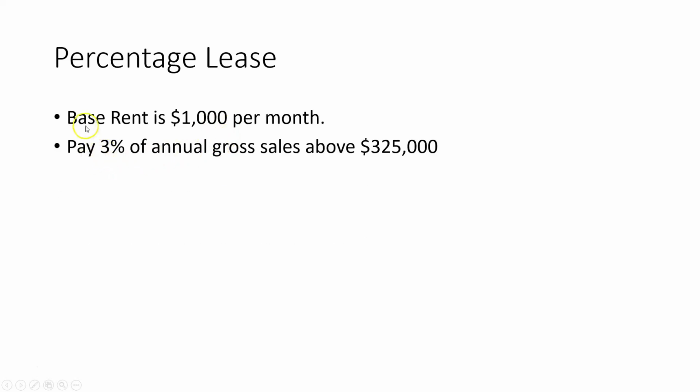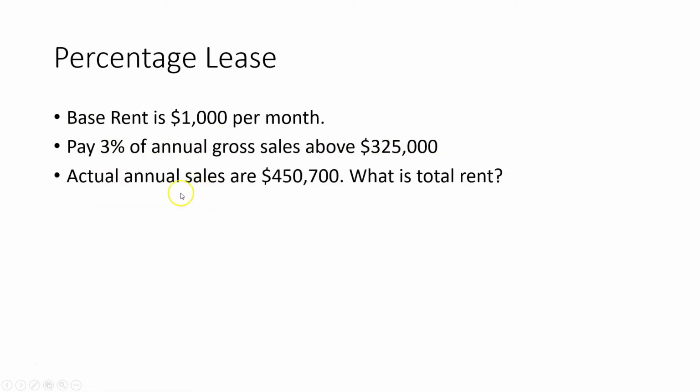A percentage lease is when you will pay a fixed base rent per month, in this case $1,000, and anything over a certain sales volume you will pay a certain percentage on. You're going to pay 3% of annual gross sales above $325,000. They have to give you what the actual sales volume was. In this particular case it was $450,000.